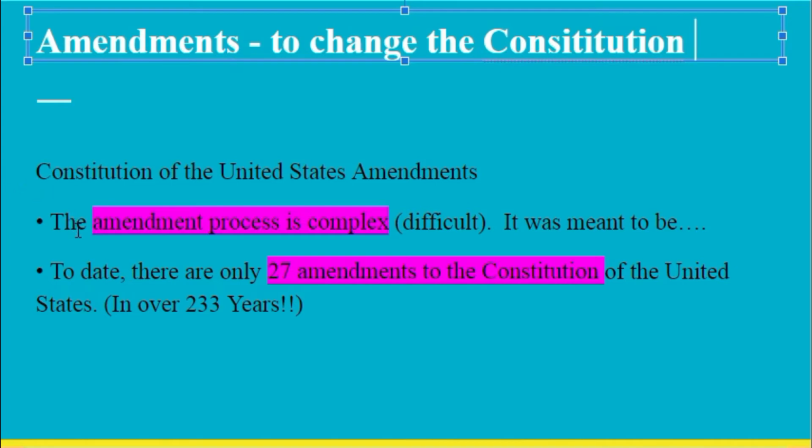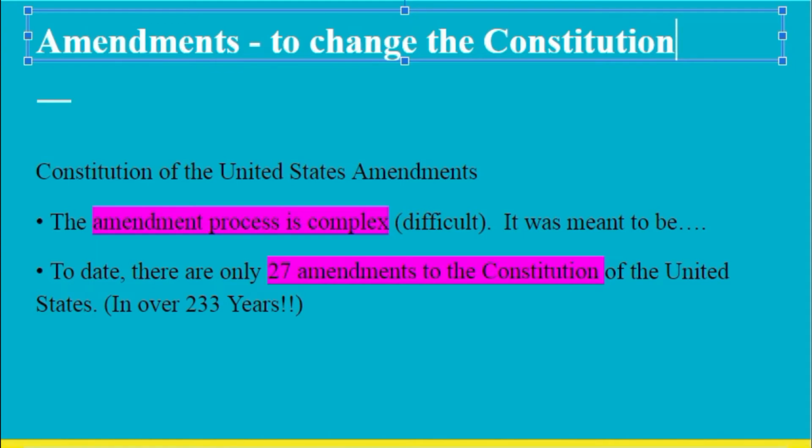Okay? And the amendment process is considered to be complex or very difficult. And it was meant to be so. We shouldn't just willy-nilly throw out different amendments every single time we want to. I spelled Constitution wrong, didn't I? There we go. So we don't want the Constitution just to be changed every single year. That's not the case. We want the Constitution to be changed in a way that everybody involved in the process is taking it seriously.